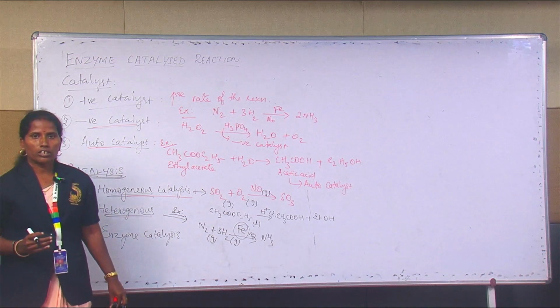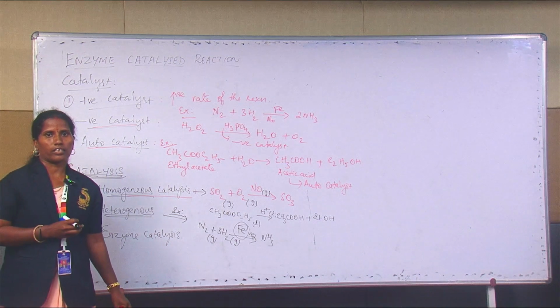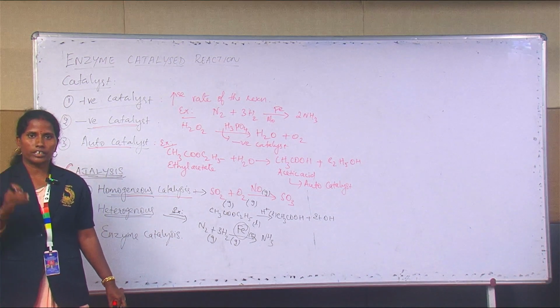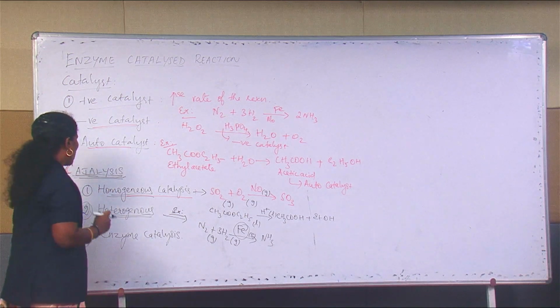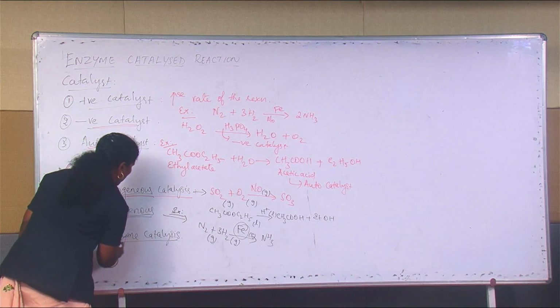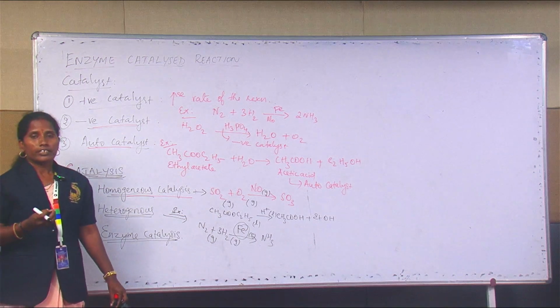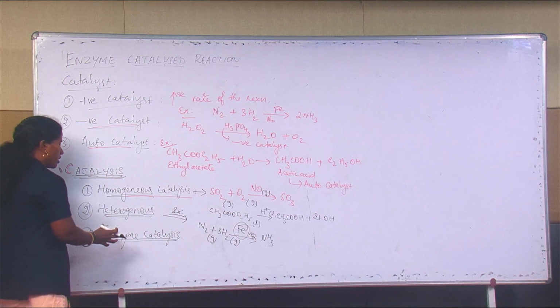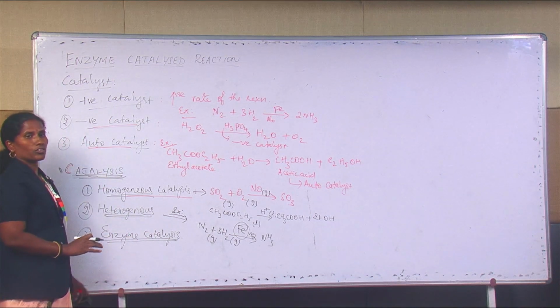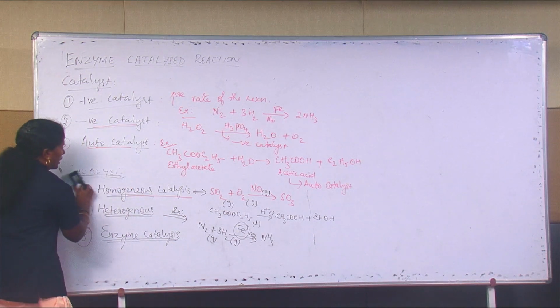In heterogeneous catalysis, the gaseous molecule or the reactant is adsorbed on the solid surface. So it is based on the contact theory. The third type is enzyme catalysis reaction. Here the enzyme acts as a catalyst to increase the rate of the reaction, which is called enzyme catalysis. So these are the classifications of catalysis.